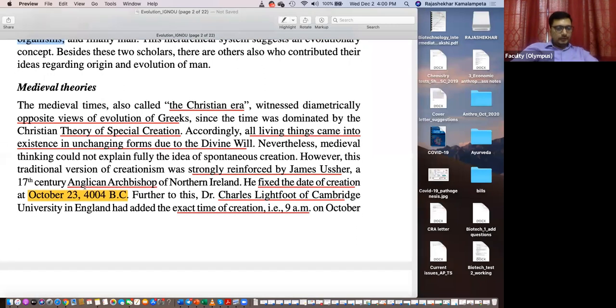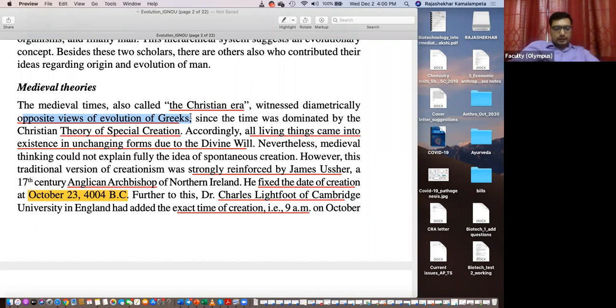Right. So medieval theories. What are medieval theories? These came mostly in the Christian era, where we started noticing opposite views to the evolution ideas that Greeks had. Greeks had ideas which are actually more logical, as we talked about, right? But in the medieval times, what happened? People started thinking differently.